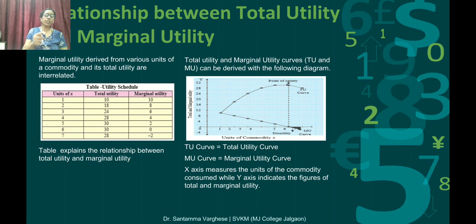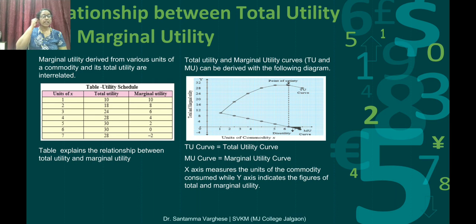For 3 units of commodity X, the total utility derived is 24 and the marginal utility is 6. 18 plus 6 is equal to 24, or 24 minus 18 is equal to 6. So for consuming the third unit of X, he got 6 extra. Before it was 18, and 6 is added. So 6 is the marginal utility and 24 is the total utility.